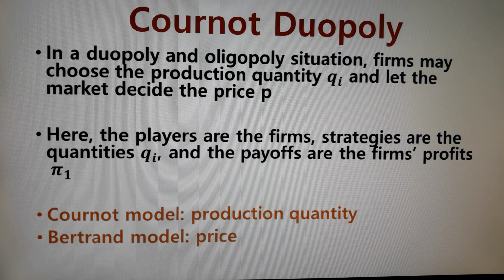So are you going to decide the price and let the market decide the quantity? Or are you going to decide the quantity and let the market decide the price? Anyway, Cournot thinks usually the companies are deciding quantity. Well, on the contrary, Bertrand thinks usually companies are deciding the price.